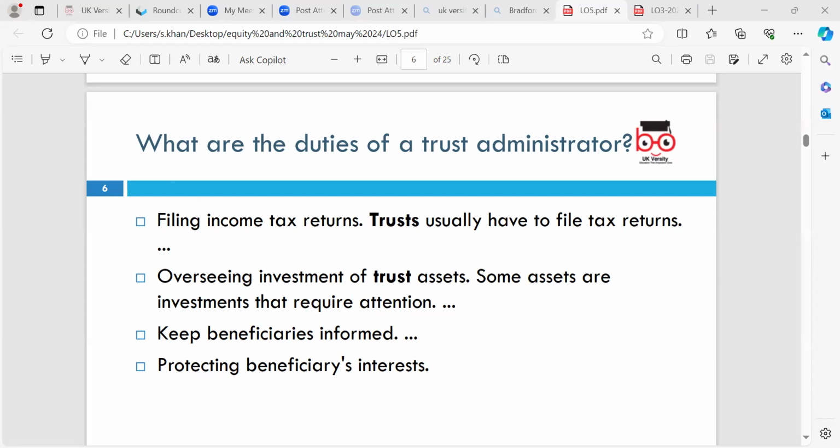You must provide information, as we mentioned. You have a duty to provide clear and accurate accounts, and to exercise reasonable care and ensure distribution of assets.